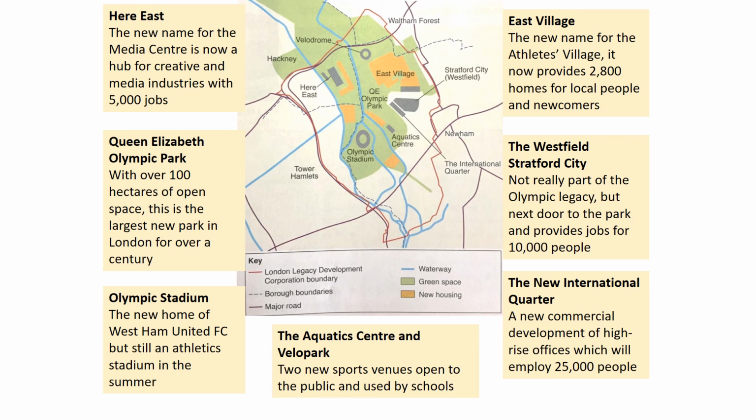So what did the Olympics actually provide? Well, there were quite a few great things it provided. You've got the East Village there, you've got Here East, the New International Quarter, the Aquatic Centre. So again, you might want to do this as a spider diagram and jot down what the Olympics actually managed to achieve for the local area. So I'll let you pop that down.